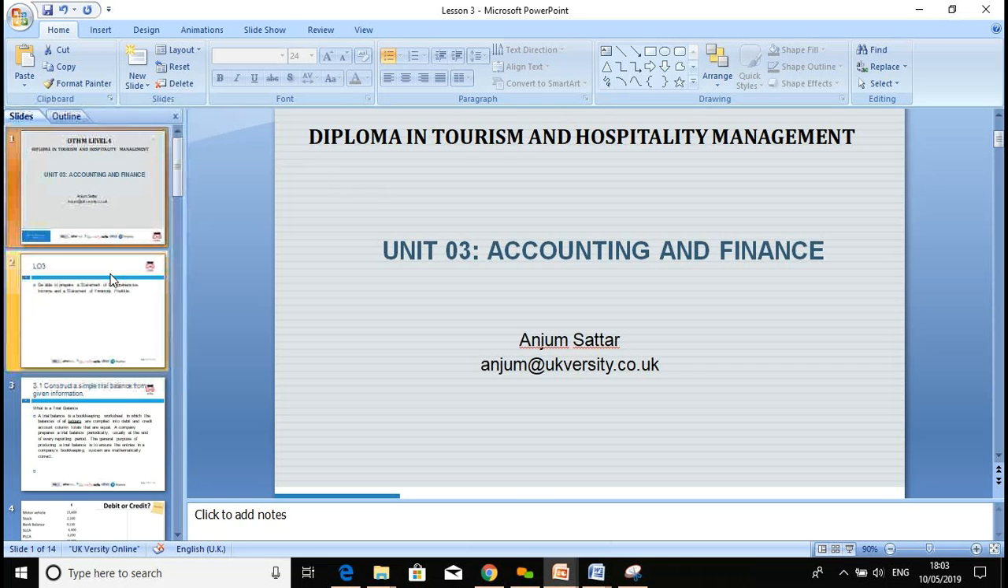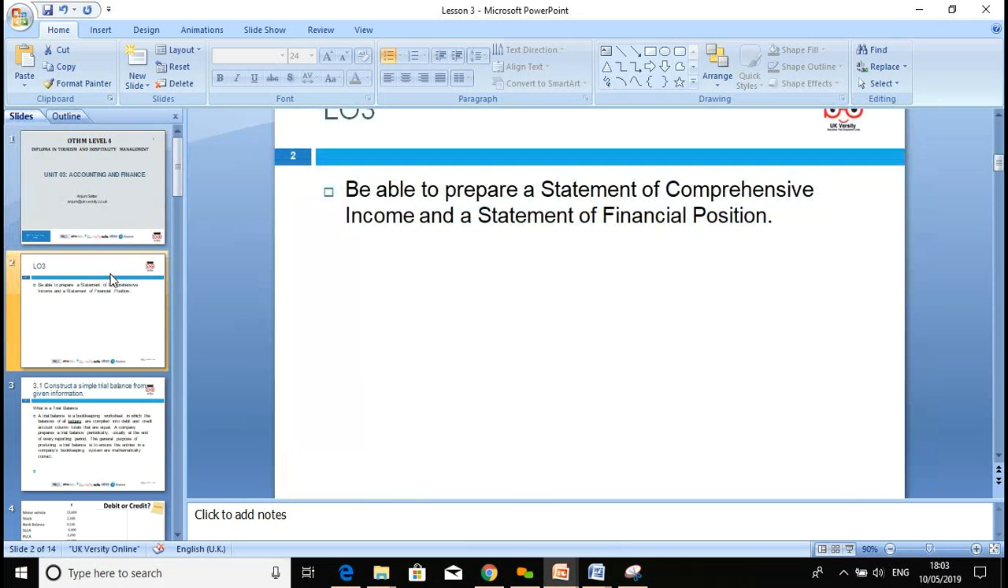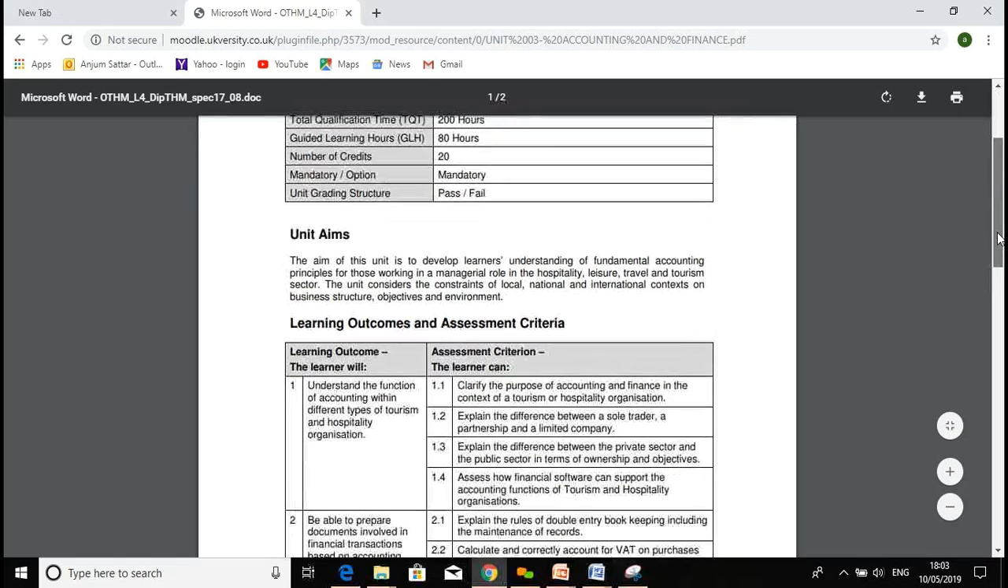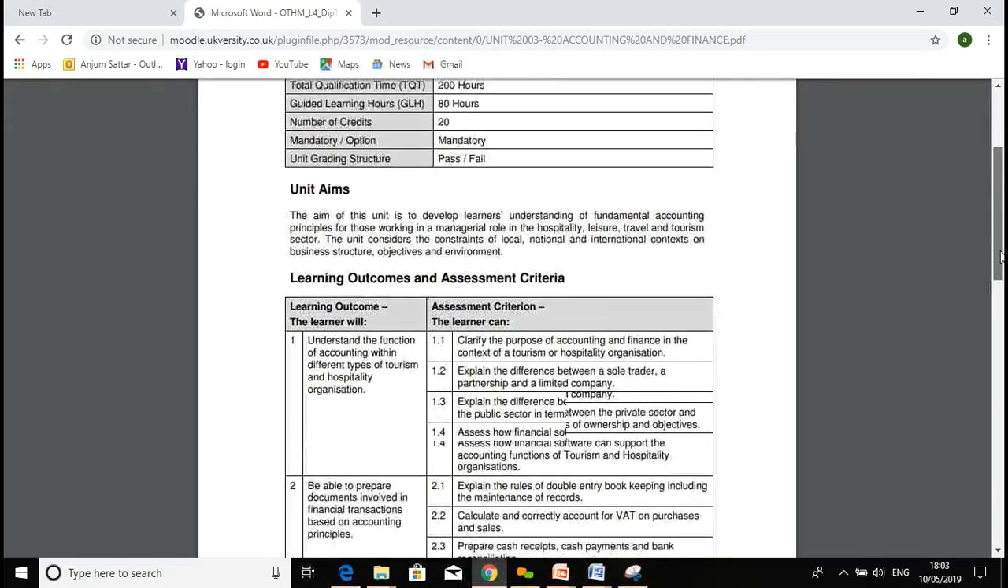So today we'll go through LO3. LO3 is a learning outcome: be able to prepare the statement of comprehensive income and statement of financial position, which we'll go through. Before starting our two-day lesson, we'll recap what we learned up to now.